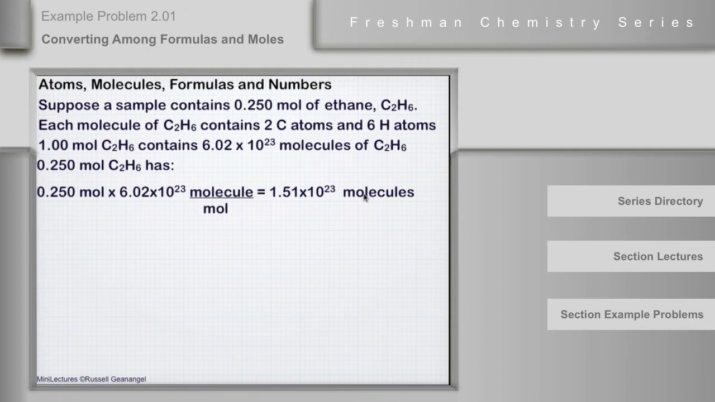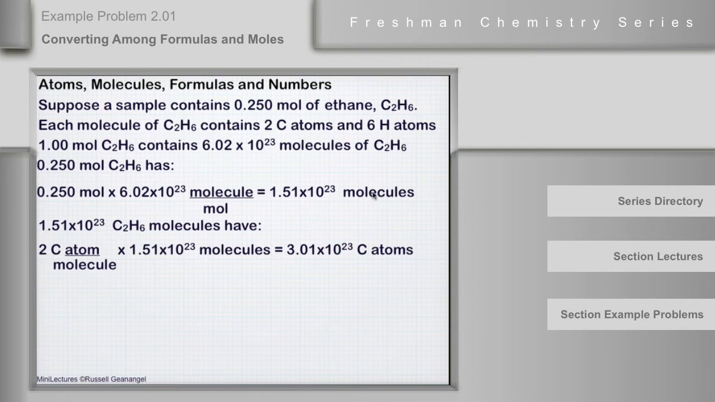Now, to determine the number of carbon atoms, we'll start with this number of molecules of C2H6, and if we recognize in the formula that there are 2 carbon atoms for each of those molecules, and if we multiply the number of molecules times 2 carbon atoms per molecule, the molecule units will cancel, and we'll get 3.01 times 10 to the 23rd carbon atoms. As practice, why don't you calculate how many hydrogen atoms will be present in the same sample?